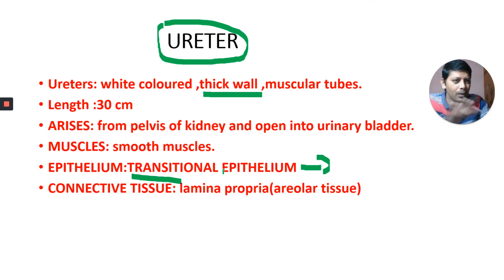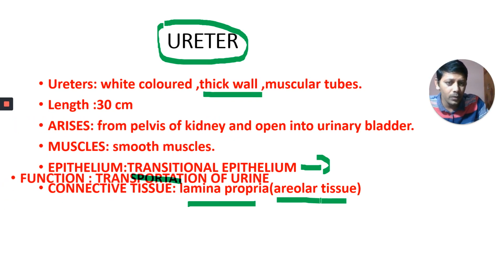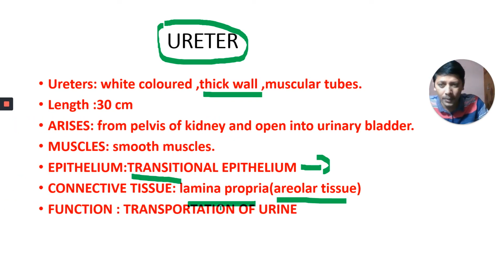Okay, you have to allot 4 pages for this nervous tissue. You have to write in those 4 pages. Connective tissue is also present. Lamina propria, it is called areolar connective tissue. You learned areolar connective tissue in first year. And the function of the ureter is the transportation of urine.